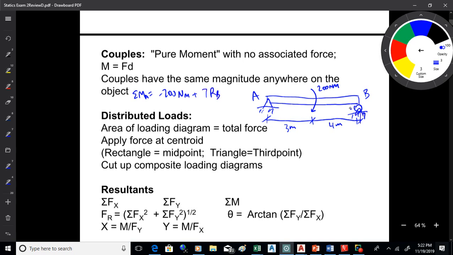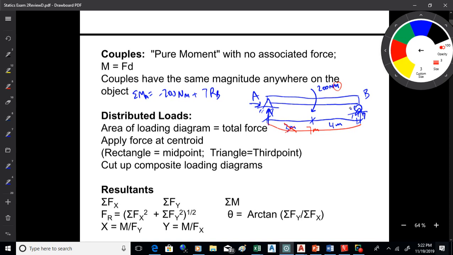Okay, now that's just something I want to point out about couples: the moment arm is already there in the units. You don't need to add the 3 meters into the couple. It's already there. The couple affects the entire object equally, so that would just be 200 Newton meters. It'd be negative because it's clockwise. So that's really all you'd have to do. And then of course you'd add 3 and 4 and get 7 meters for the moment arm on RB.